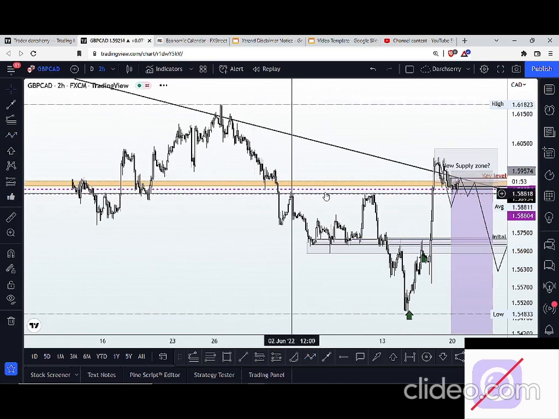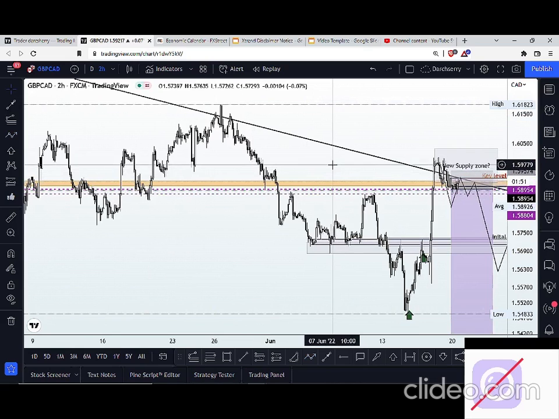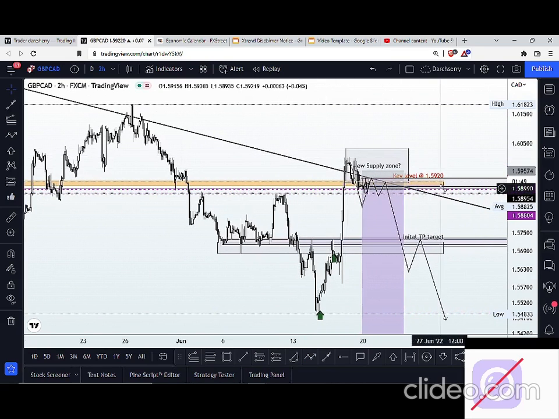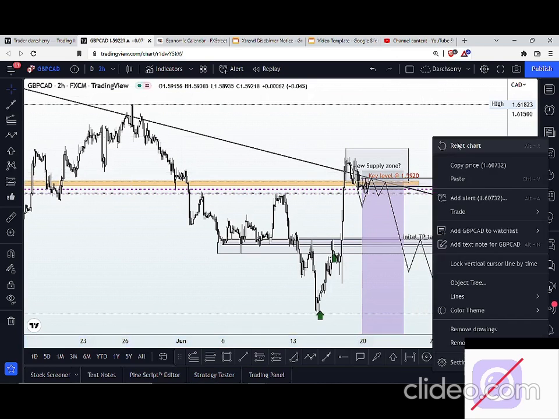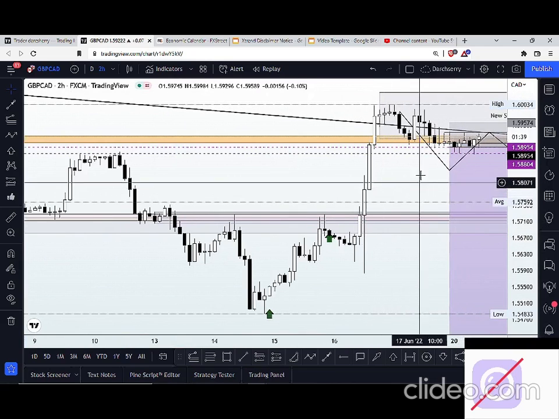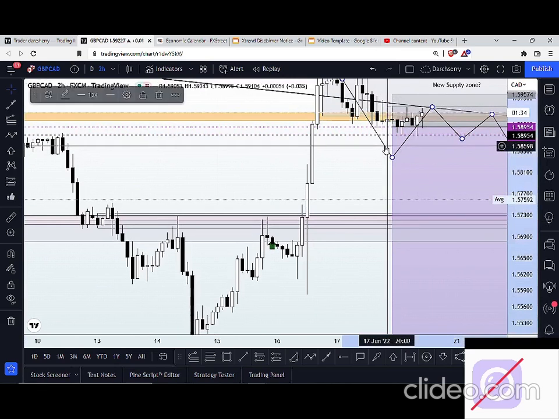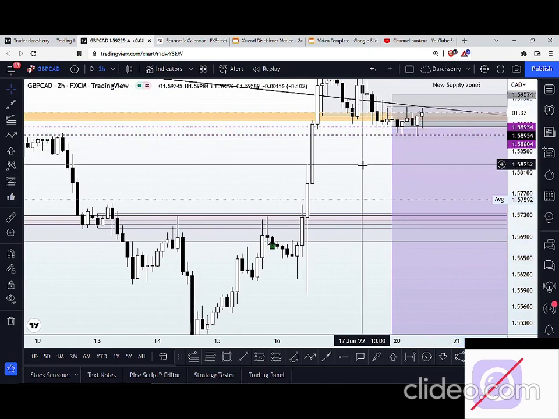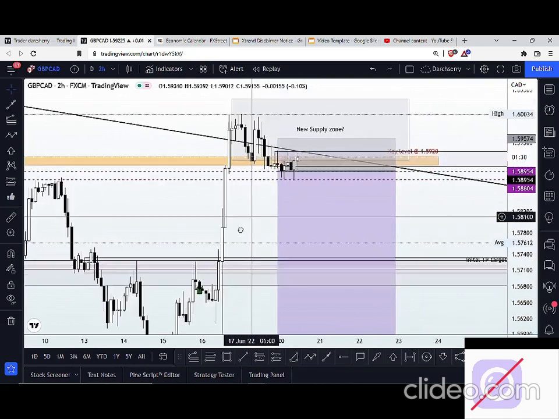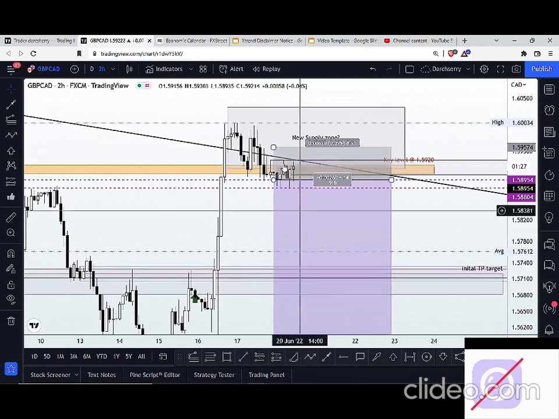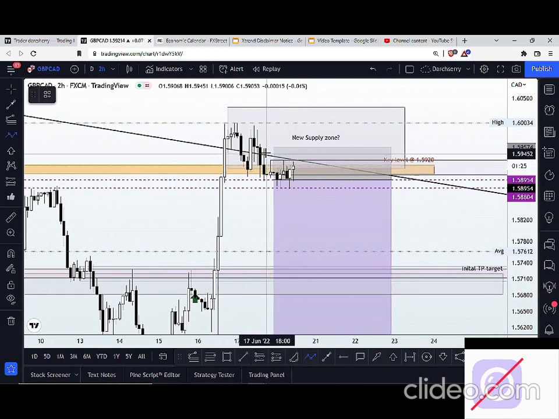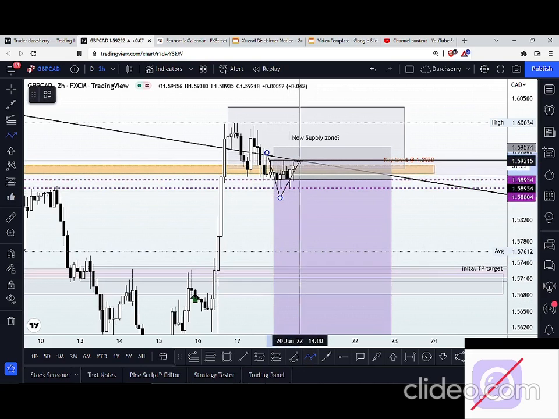So for things to be easier for us going into the New York session, I have identified a key level here at 1.5920, which is also around the neckline of the reversal pattern I showed you earlier. One thing we want to be looking out for is a breakdown of that neckline. That is, we want to see price break down this neckline, do a retest of the structure, or probably reject the trend line one more time.